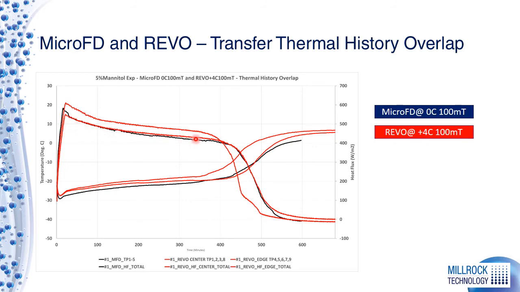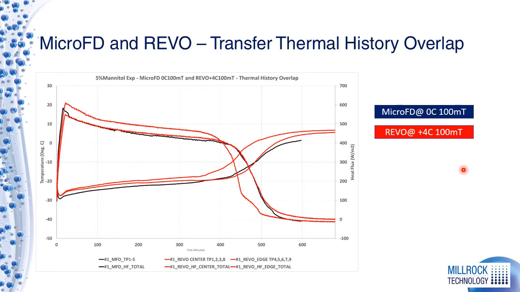The important point to look at here is that the heat flow of the center vials versus the heat flow for the MicroFreeze dryer are almost identical. In fact, extremely good correlation here. We look at the product temperatures. There is a slight difference here. The micro-freeze dryer ran a little bit lower than the center vials in the Revo. We can say that this +4 was probably a little too aggressive, and a little further experimentation would probably show that a shelf temperature of +3 in the Revo would have been a perfect solution to give us an identical thermal history between the two systems.